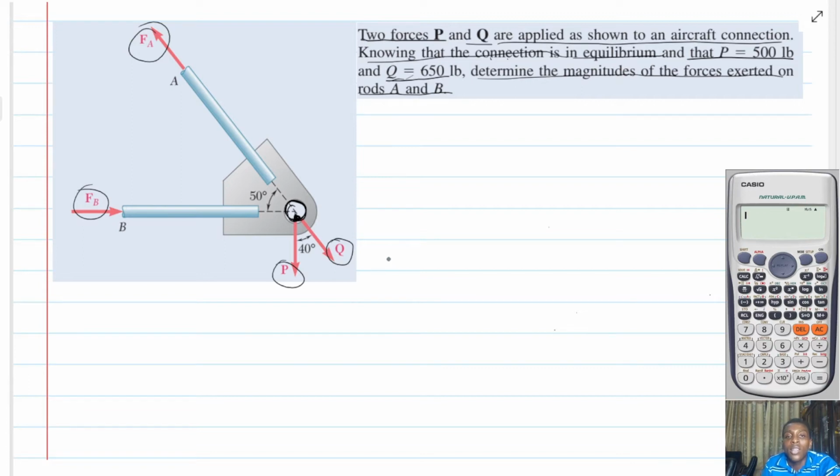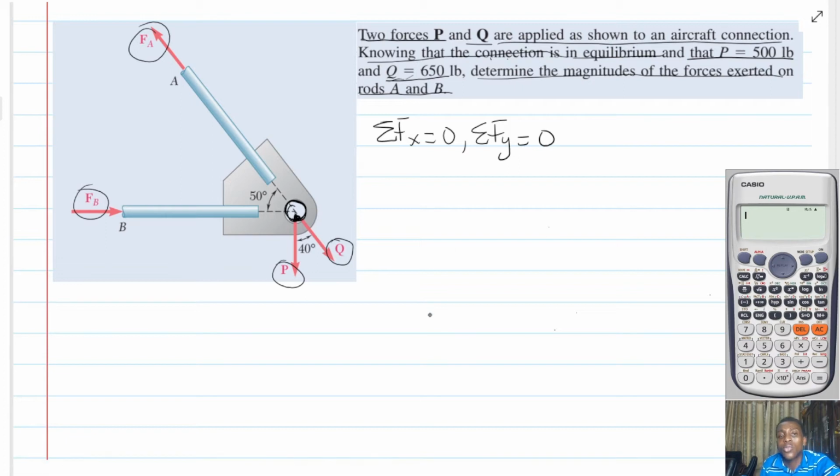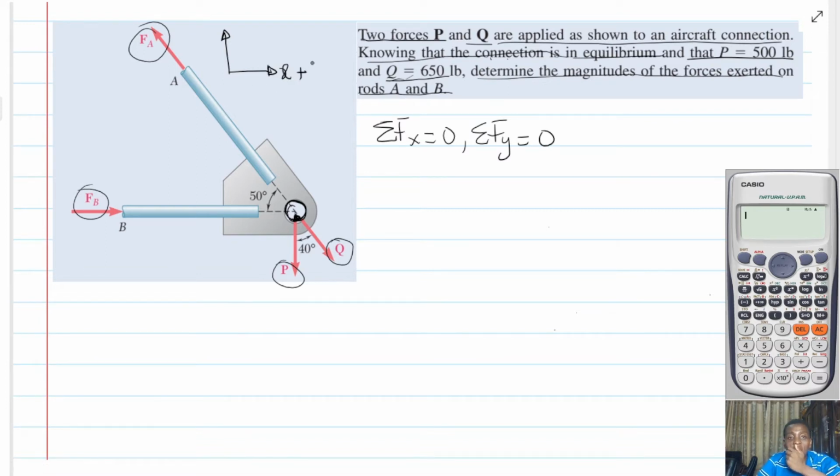So what are the conditions for a particle to be in equilibrium? Sum of forces in all directions should be 0. So the sum of forces in the x direction will be 0, and the sum of forces in the y direction will also be 0. Now let's choose a convention. Every force in the x direction in this way is going to be positive, and every force in the y direction in this way is going to be positive.